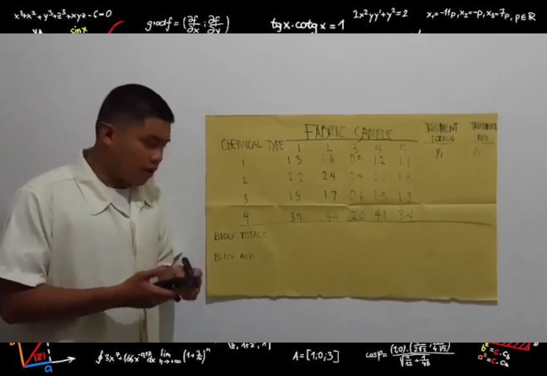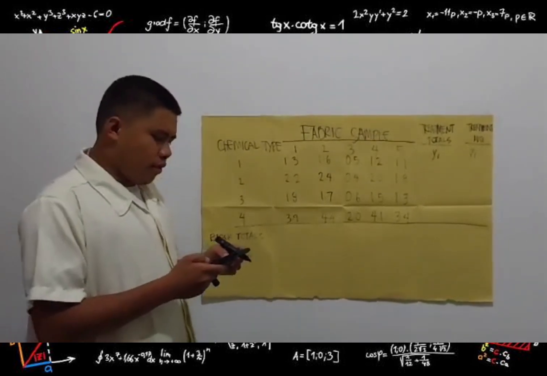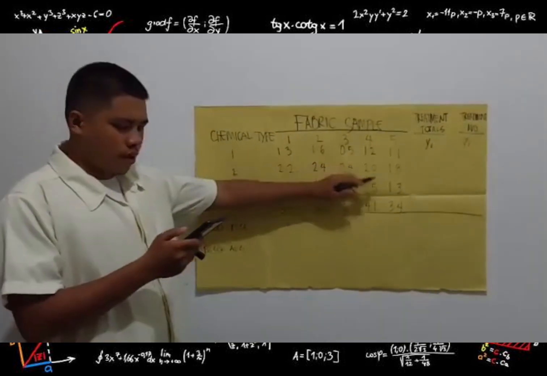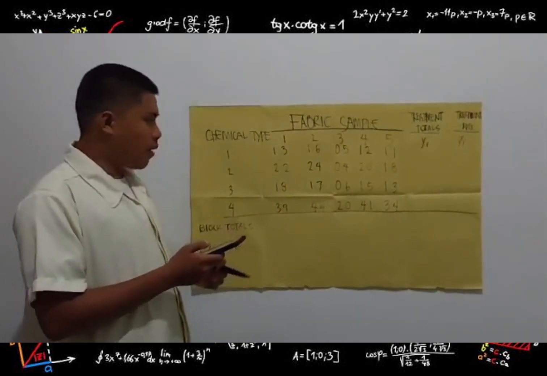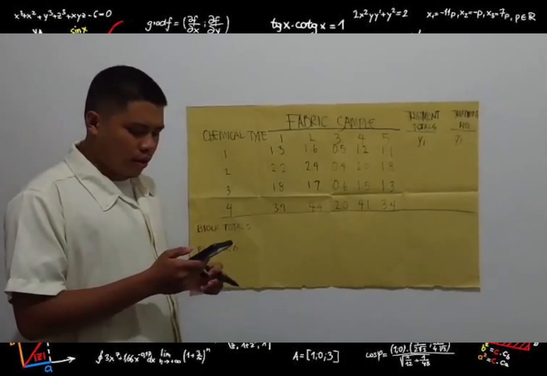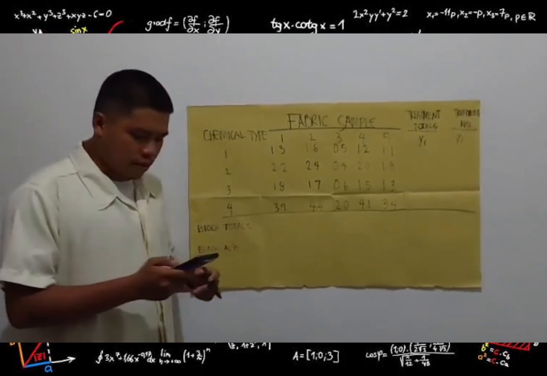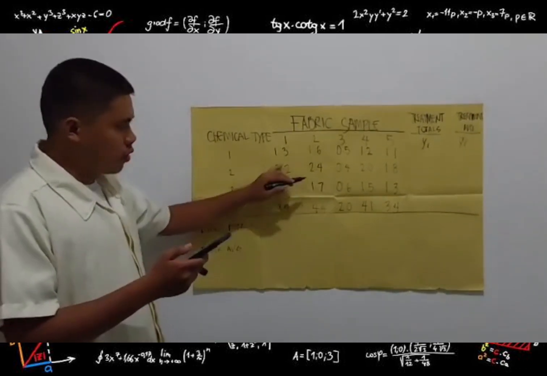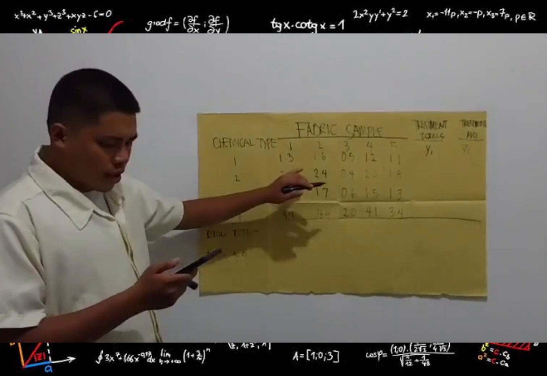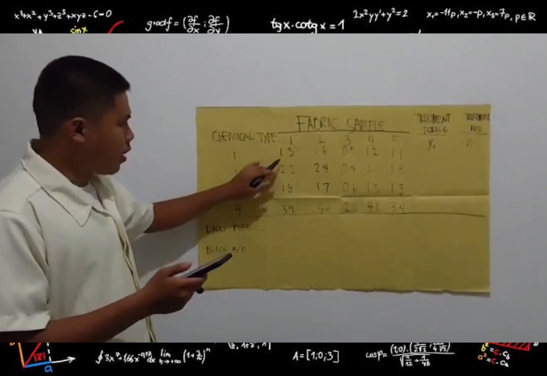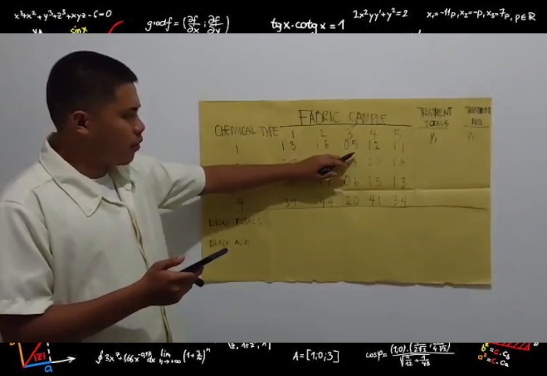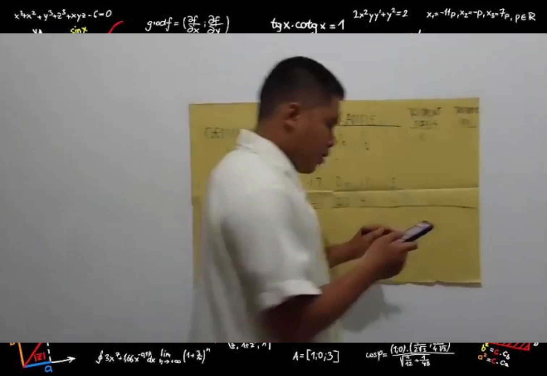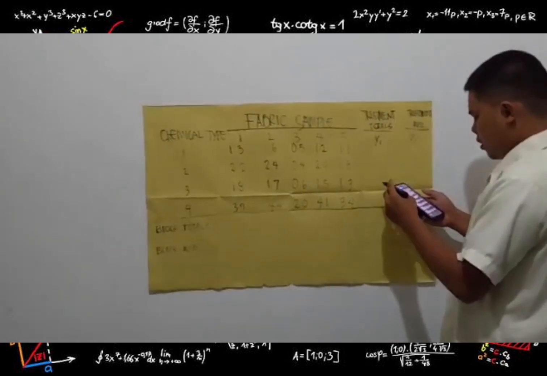To calculate the treatment total and treatment averages for each chemical type, we need to sum the fabric strength measurements for each chemical type and then divide the total by the number of fabric samples. For chemical type number 1, its treatment total is, first we must add 1.3, 1.6, 0.5, 1.2 and 1.1, which is 5.7.